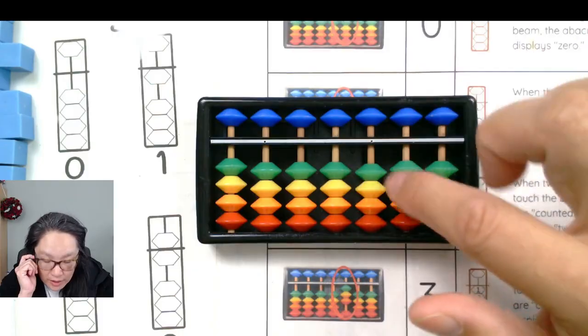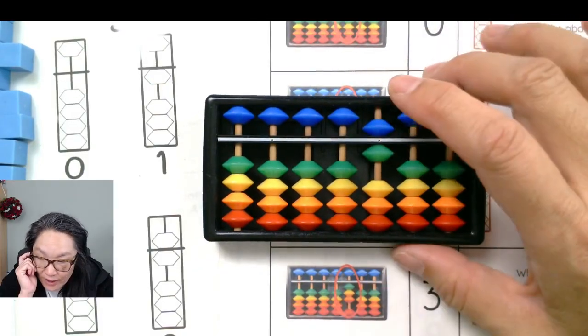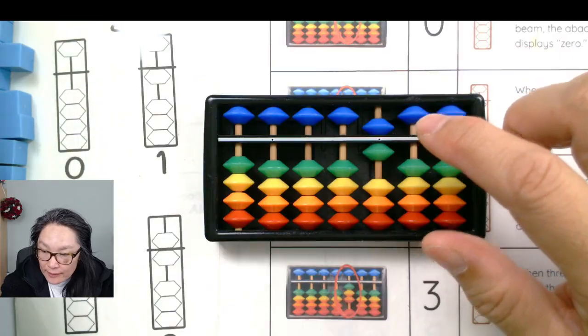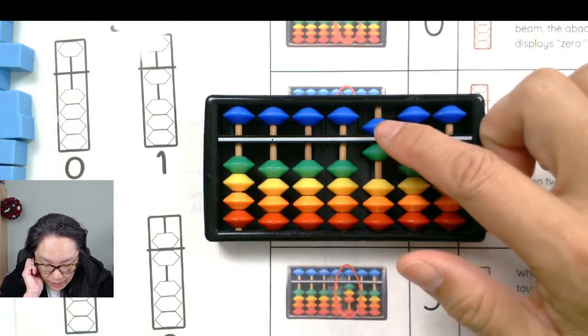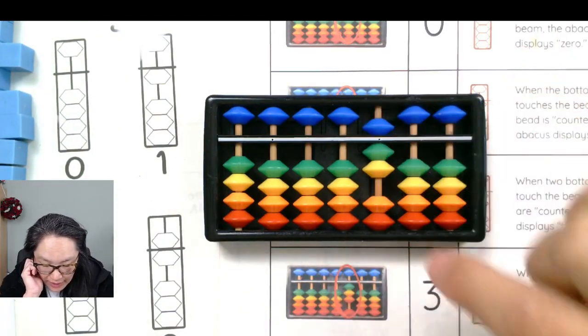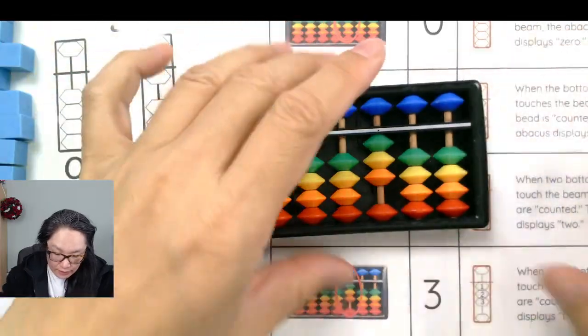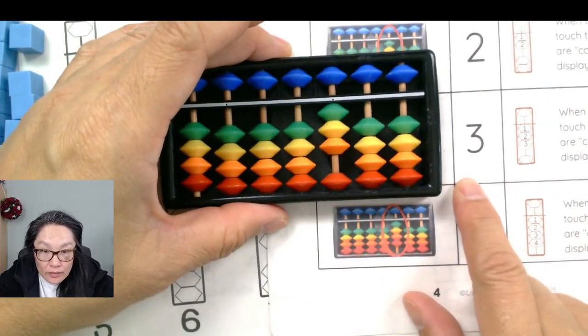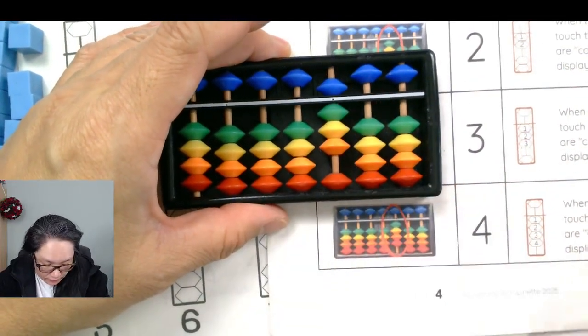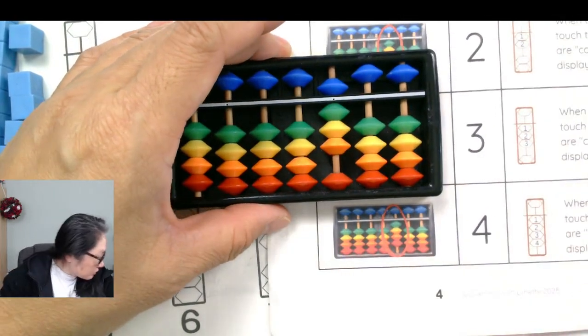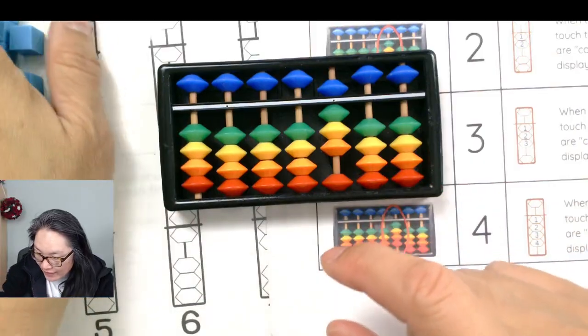Well, if you look, I have 1. And then when I add the 5, now we have 6. When we have 2 and we add the 5, now we have 7. If I have 3 and we add the 5, now we have 8.